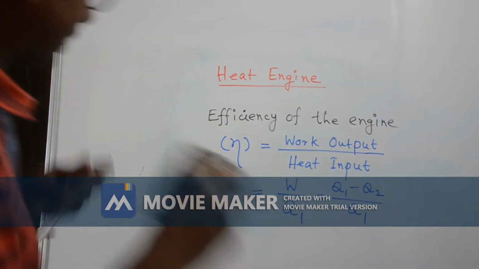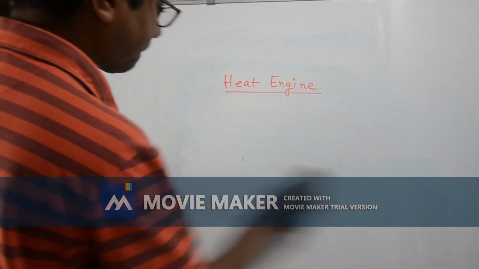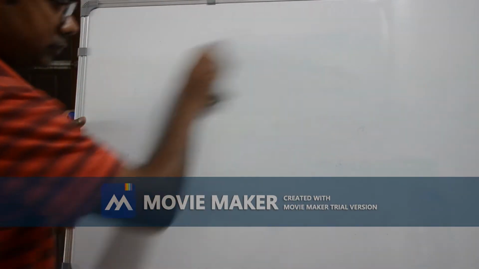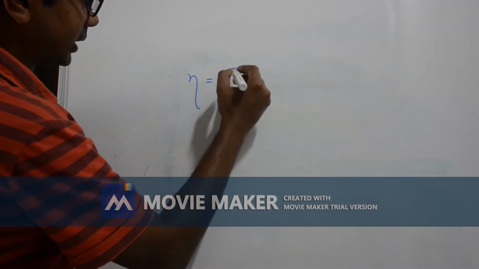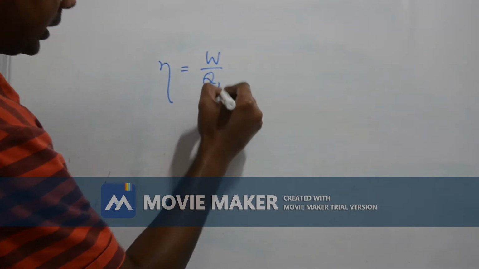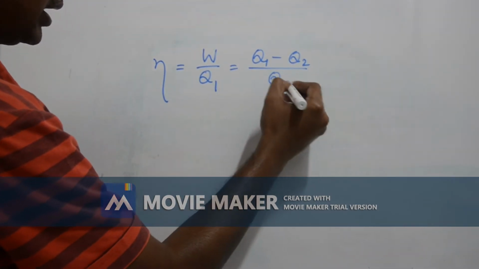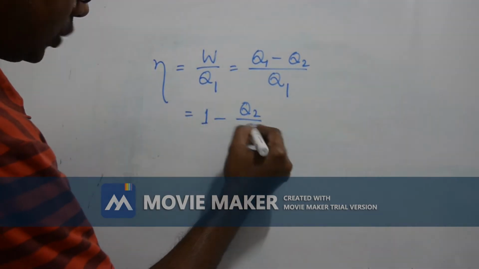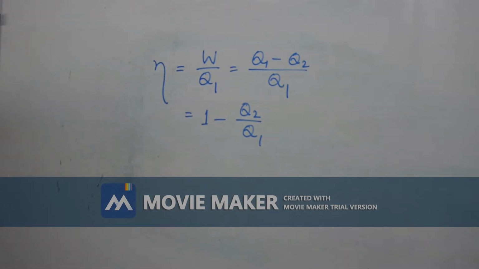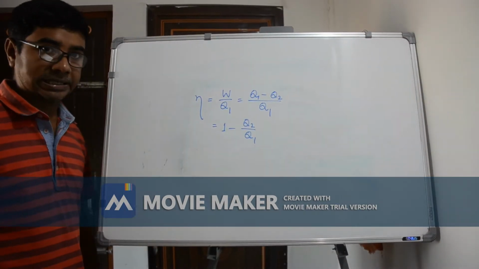Let me rewrite it again freshly. Eta will be W by Q1, so Q1 minus Q2 divided by Q1, so it will be 1 minus Q2 by Q1. So that's the expression of the efficiency of the heat engine.